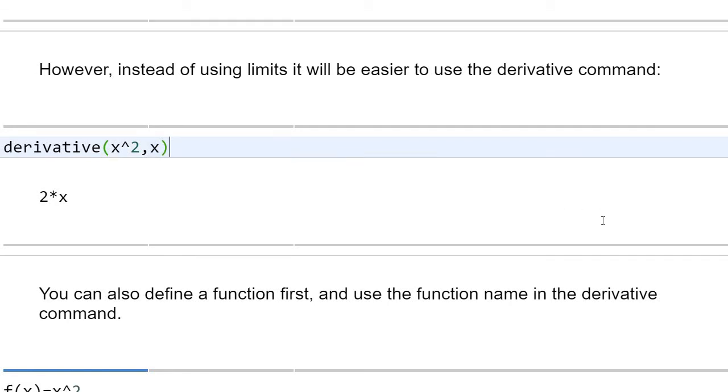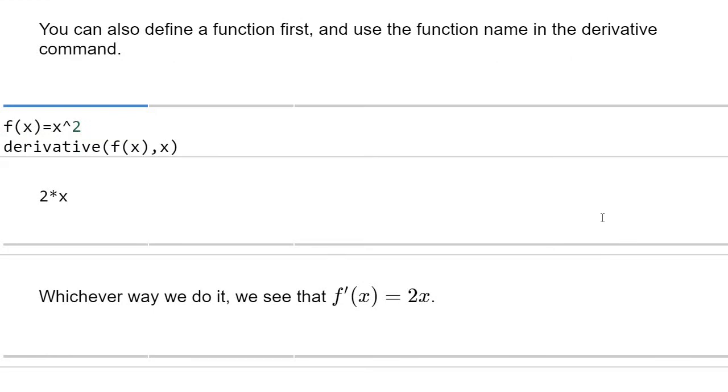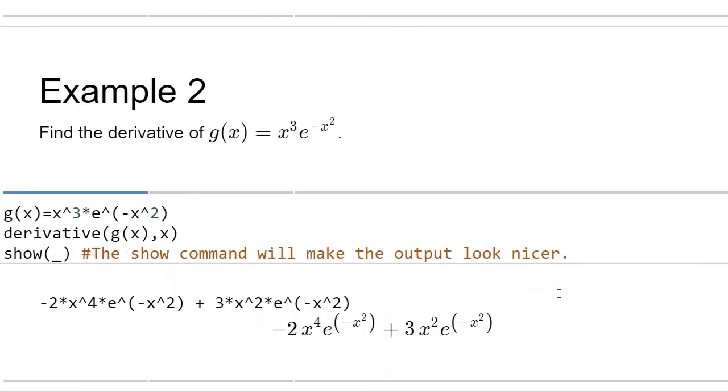Now you can also use a function name in the derivative command. So if you have previously defined the function f, then you can just put f here in the derivative command and it will give you the same thing, of course. So whichever way you do it, whether the limit or the derivative command, you get that the derivative f prime is 2 times x. So if you want the slope of the x squared function at any particular point, you just simply multiply the x value by 2, and that gives you the slope on the parabola.